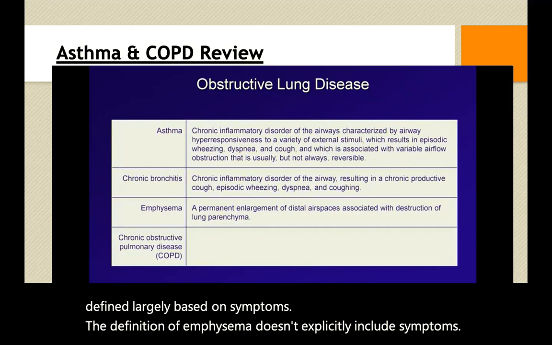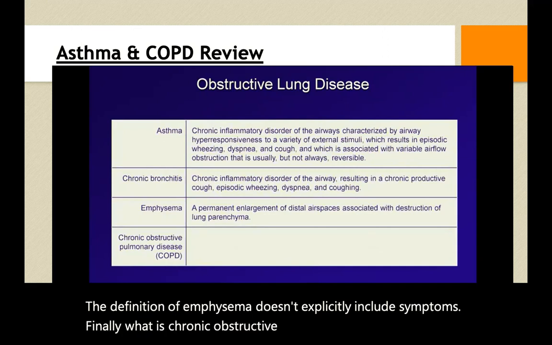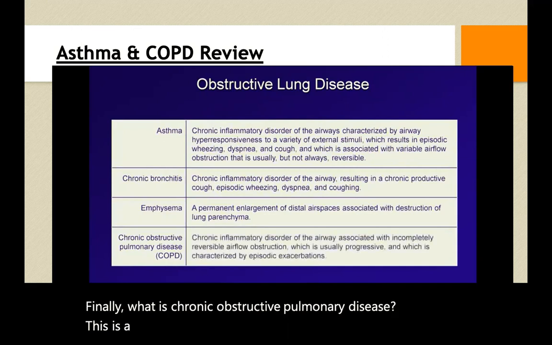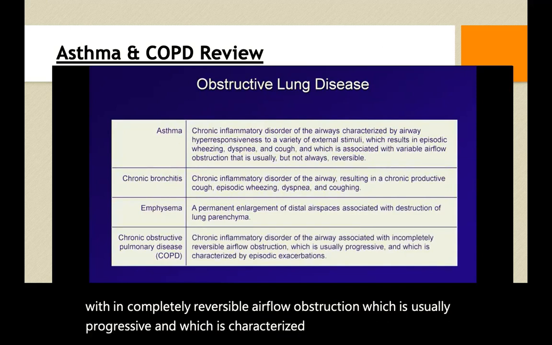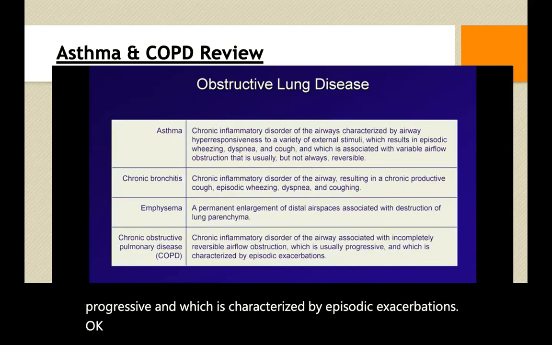Finally, what is chronic obstructive pulmonary disease? This is a chronic inflammatory disorder of the airway associated with incompletely reversible airflow obstruction, which is usually progressive and which is characterized by episodic exacerbations. Okay, now those four definitions sound largely overlapping, which is partly why they are so tricky to distinguish in practice.